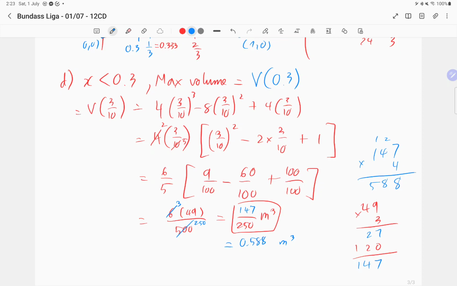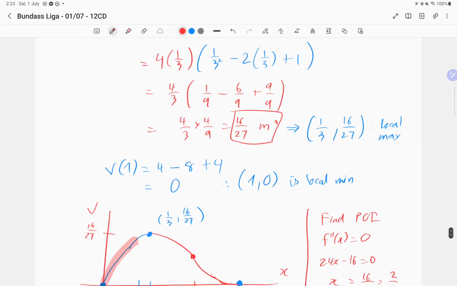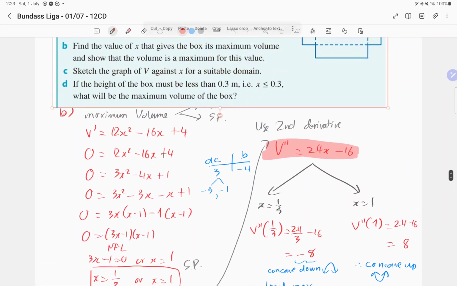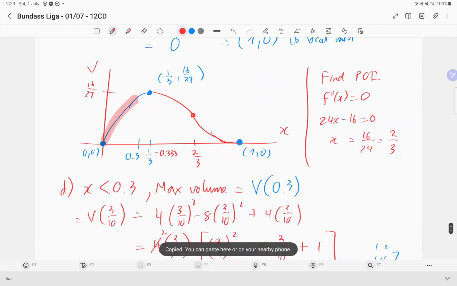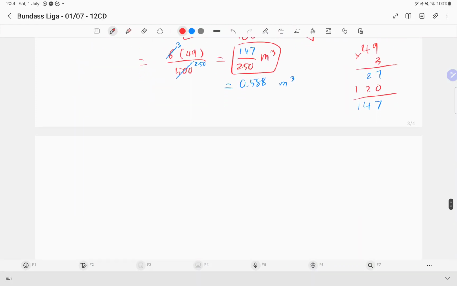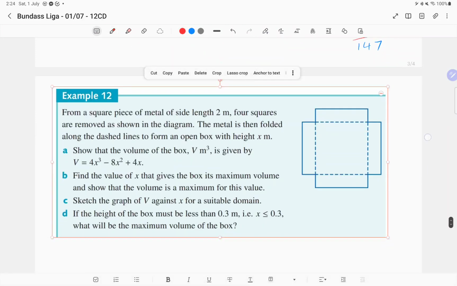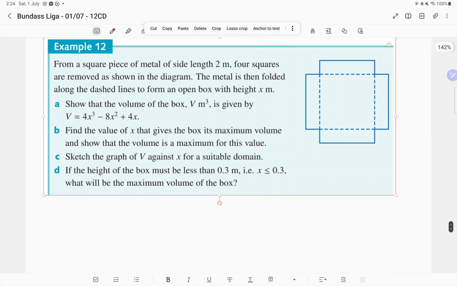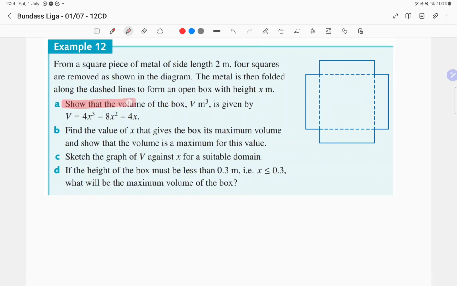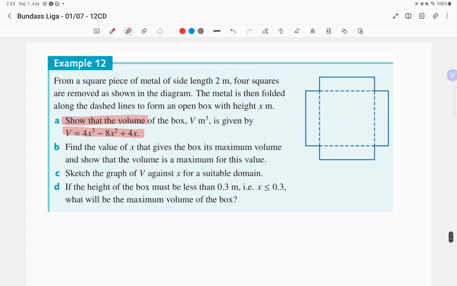That's better. Okay, now we are back to question A. So remember I told you guys I skipped question A because it's a show that question. Now that we've figured everything else out, we can try to do question A. Given that we need to show that the volume is equal to this, if you see that question, what are you going to do? How do you even start?